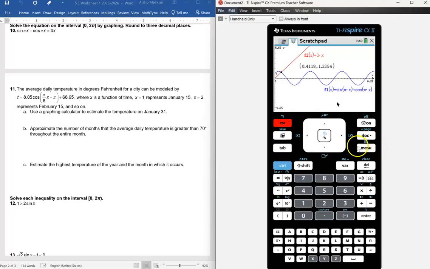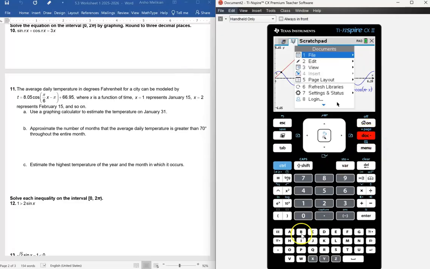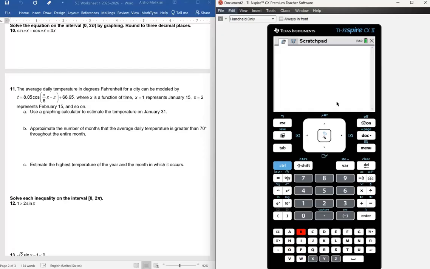So right here, I'm going to do doc B, and then it just resets everything to the usual mode. Okay, so here it says the average daily temperature in degrees Fahrenheit for a city can be modeled by this equation, where x is a function of time. X equals 1 represents January 15, x equals 2, February 15, and so on. Use a graphing calculator to estimate the temperature on January 31.